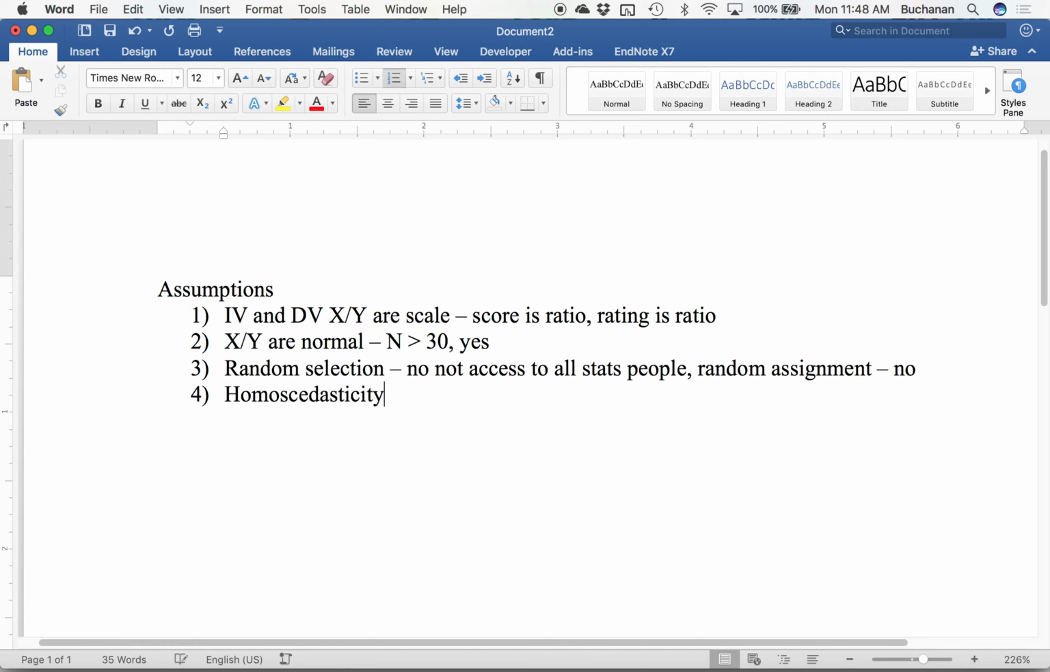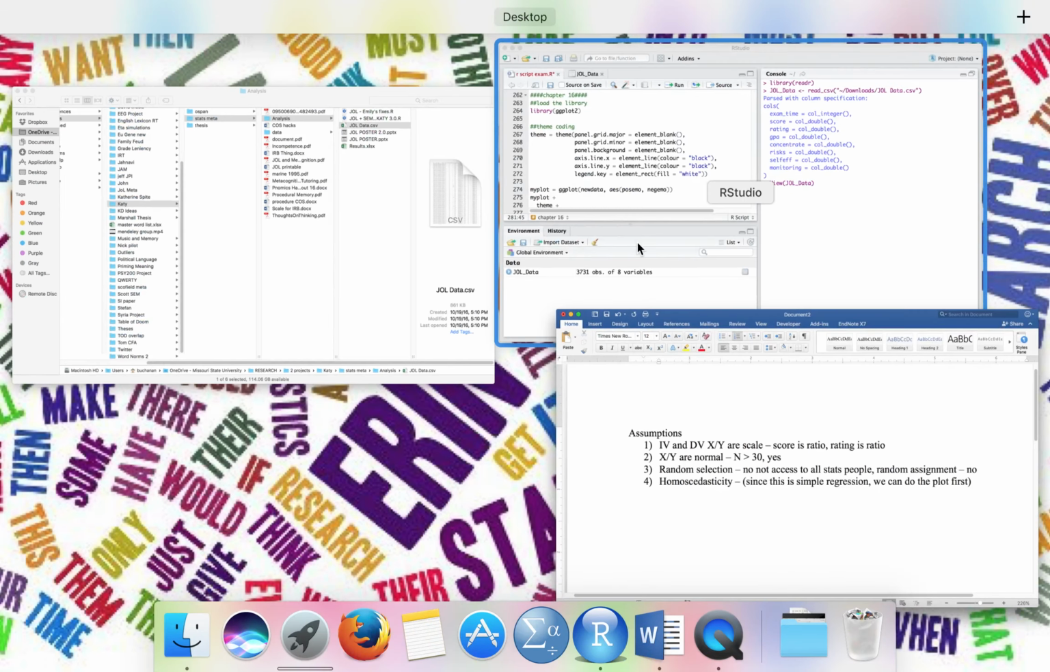Let's make a plot for homoscedasticity. Since this is simple regression, we can do the plot first. For multiple regression, we tend to do that plot at the end because it's just easier to make the plot once you're done.